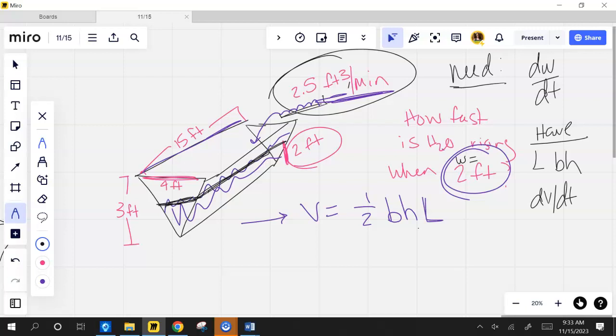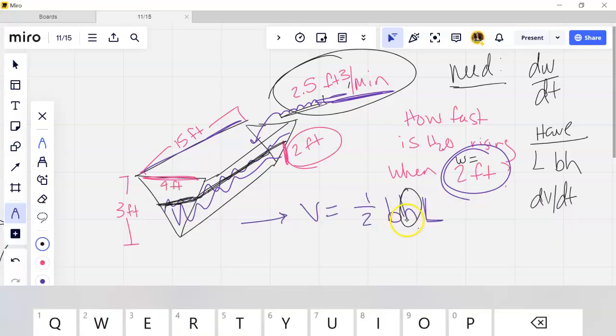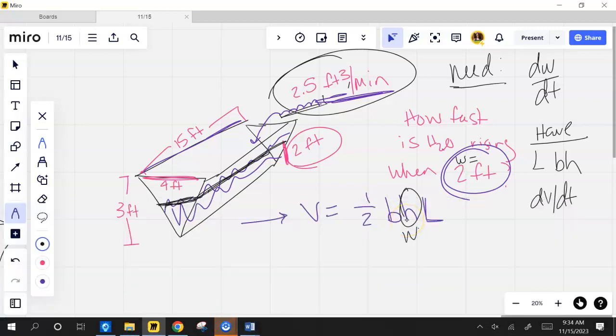I'm thinking we make this the W. Okay, because here's why. Oh, not that one. H, sorry. And here's why I'm thinking that: the volume, we're finding it at a specific point. So I'm thinking that's my varying one. The volume varies based on that.